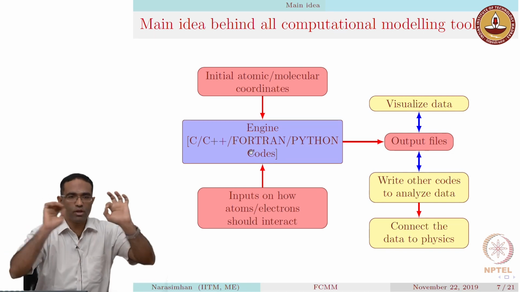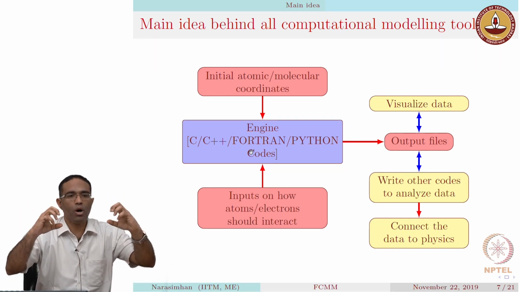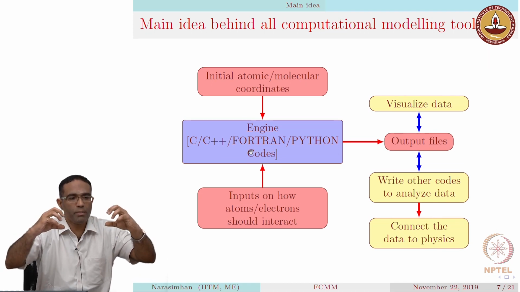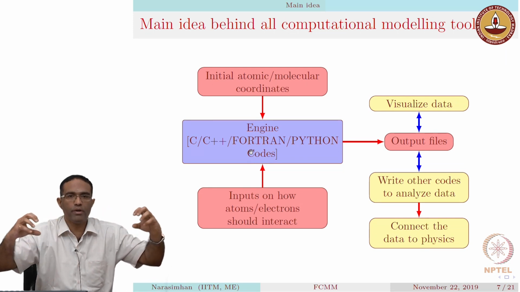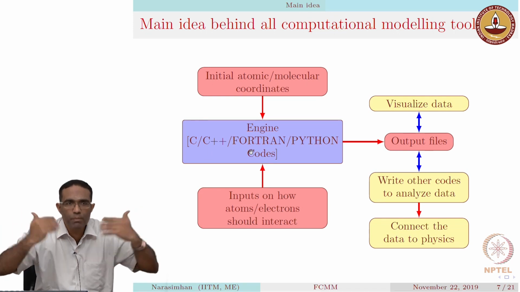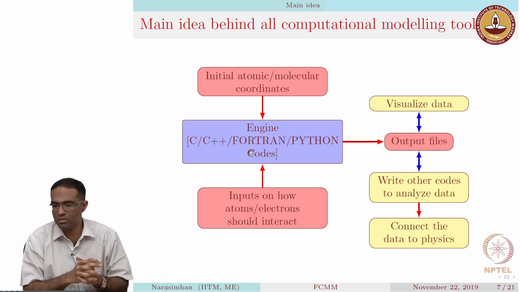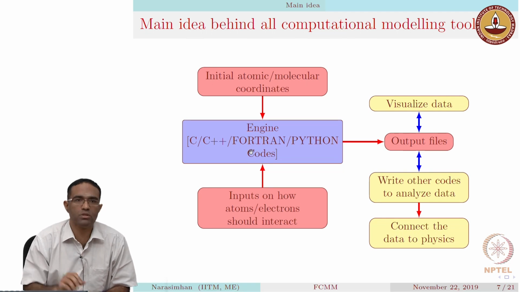But it's not just enough to give the positions. You also need to tell the system how the copper atoms are going to interact with each other. That means when the copper atoms are coming close together, how is the energy of the system increasing? If the copper atoms are going away from each other, how is the energy of the system changing? So this sort of an input also needs to be provided for molecular dynamics simulations, which is our focus in this course.